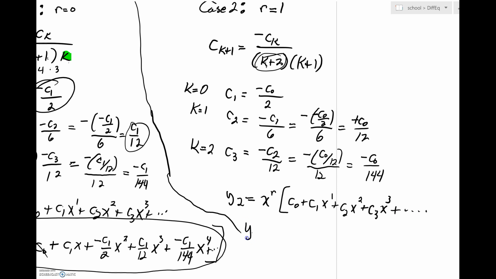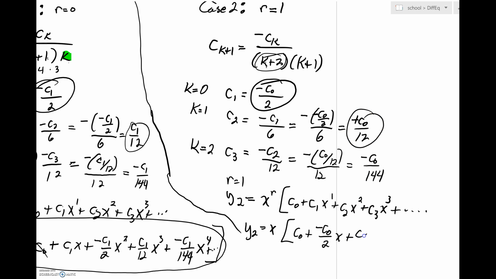And then you could say, well, y sub 2 would be x to the 1. Remember, r is equal to 1. Then you'd say, well, I'm going to have c sub 0. I don't know what that is, but c sub 1 was this thing. I'll go negative c sub 0 all over a2, and that's an x. And then I'll say plus c sub 2. Well, that was my c sub 0 all over 12. And then you'd say, what about your c sub 3? Well, that's your negative c sub 0 over 144.